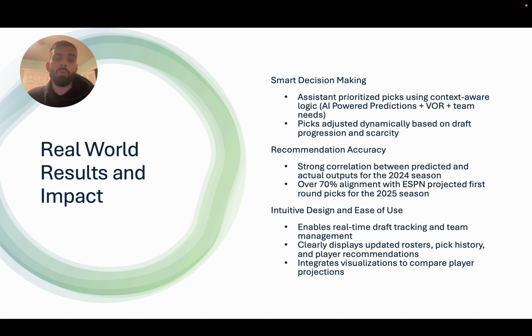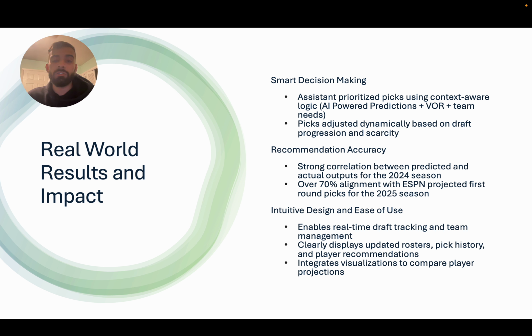So we've created a smart decision-making AI-powered draft assistant, which prioritizes user picks using context-aware logic, which in this case is our AI-powered predictions, value over replacement, and team needs. And those picks are adjusted dynamically based on draft progression and player scarcity.